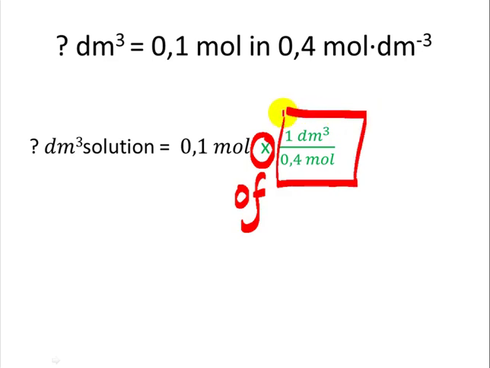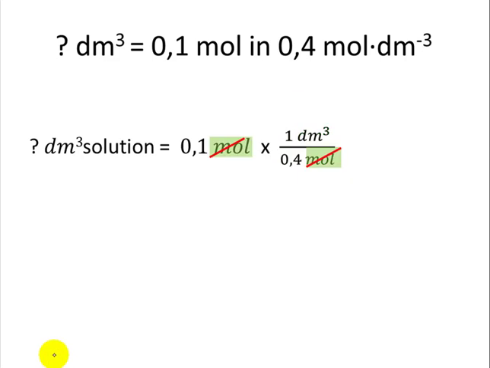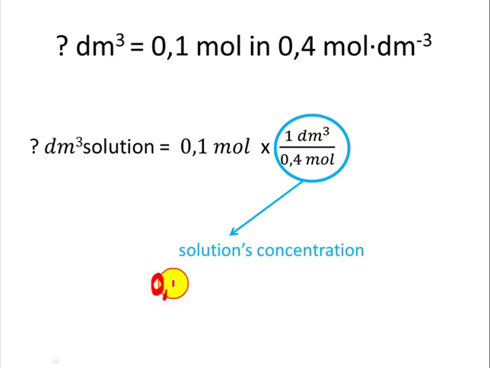Now, we have to write the solution inverted from the way it's given. Why? Because we need moles at the bottom to cancel away moles and decimeter cubed at the top to provide the answer. So it's 0.4 moles for every 1 decimeter cubed. So this unit factor refers to the solution itself. So in the solution, for every 1 decimeter cubed, you have 0.4 moles.